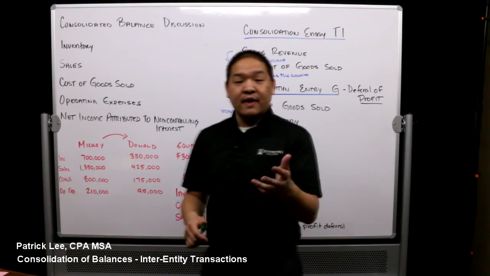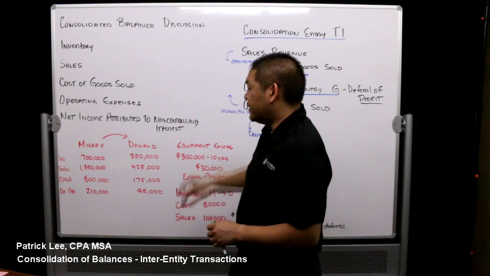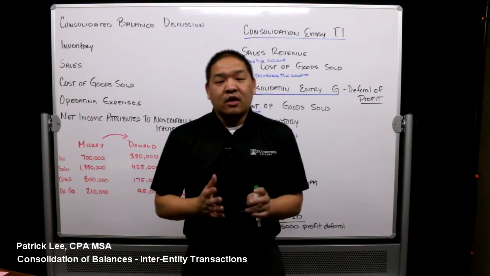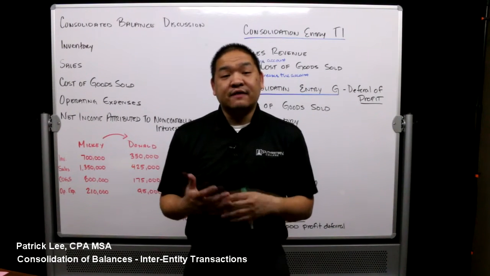We're not going to talk about that in this video, so we're going to focus on just the first four, and then in another video we'll talk about net income attributed to non-controlling interest. Now, we're going to review some of the things that we've already learned with this idea of consolidation.